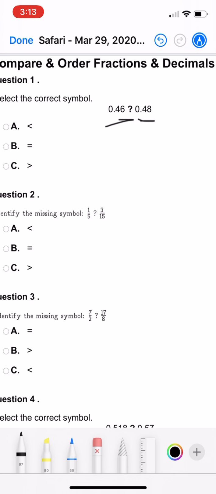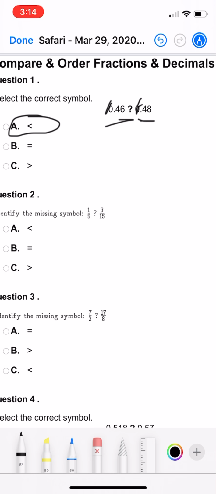So basically, you're not looking at the 0 because 0 is the same for each. So let me see if I could delicately cross off those zeros. There, I could. So then the question becomes, is 46 less than 48, equal to 48, or greater than 48? And obviously 46 is less than 48, so you would select A.